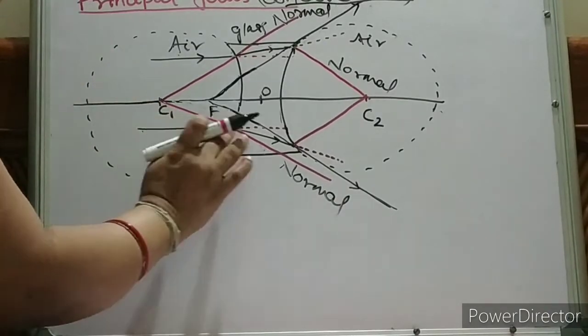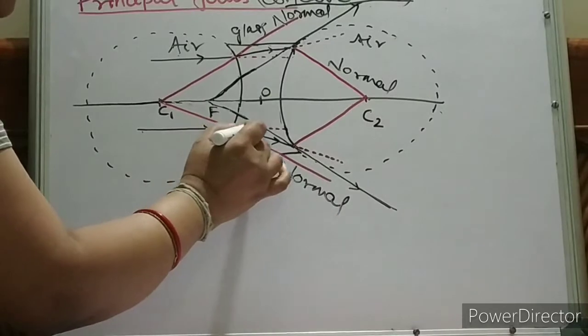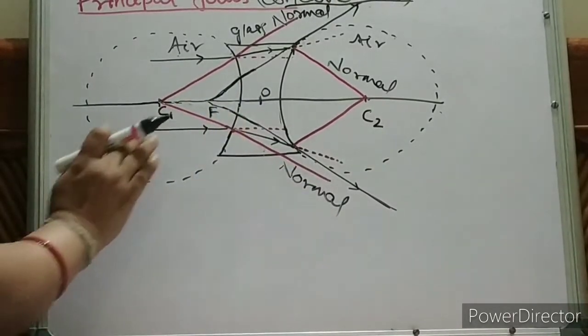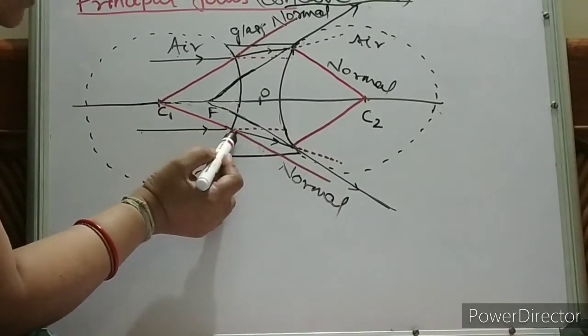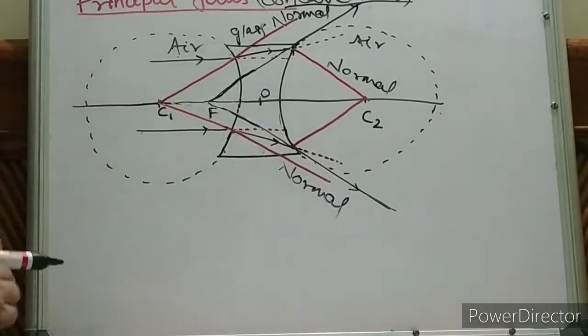If there is no change in medium, this ray would have passed undeviated like this. Since there is a change in medium, it will bend towards the normal. Now see, it is bending. This is your normal ray. This is your undeviated ray. Now it is bending towards the normal.